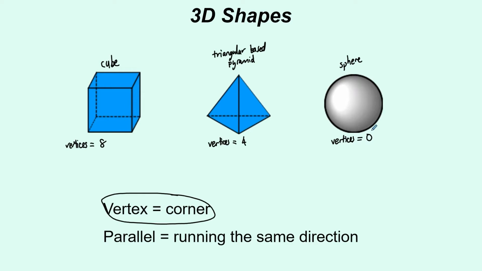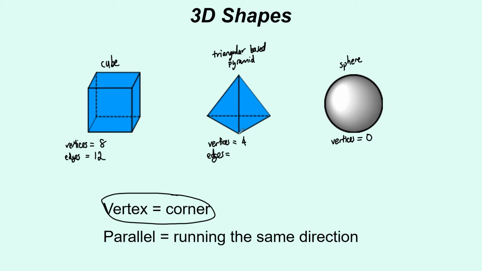The next thing we're going to look at is how many edges each shape has. Looking at the cube, you've got to be careful here because there's quite a lot. Edges are the straight lines along the end of each part of the shape. So we've got 4 edges at the top, 1, 2, 3, 4, going down, and then another 4 at the bottom. That's 12 in total for the cube.